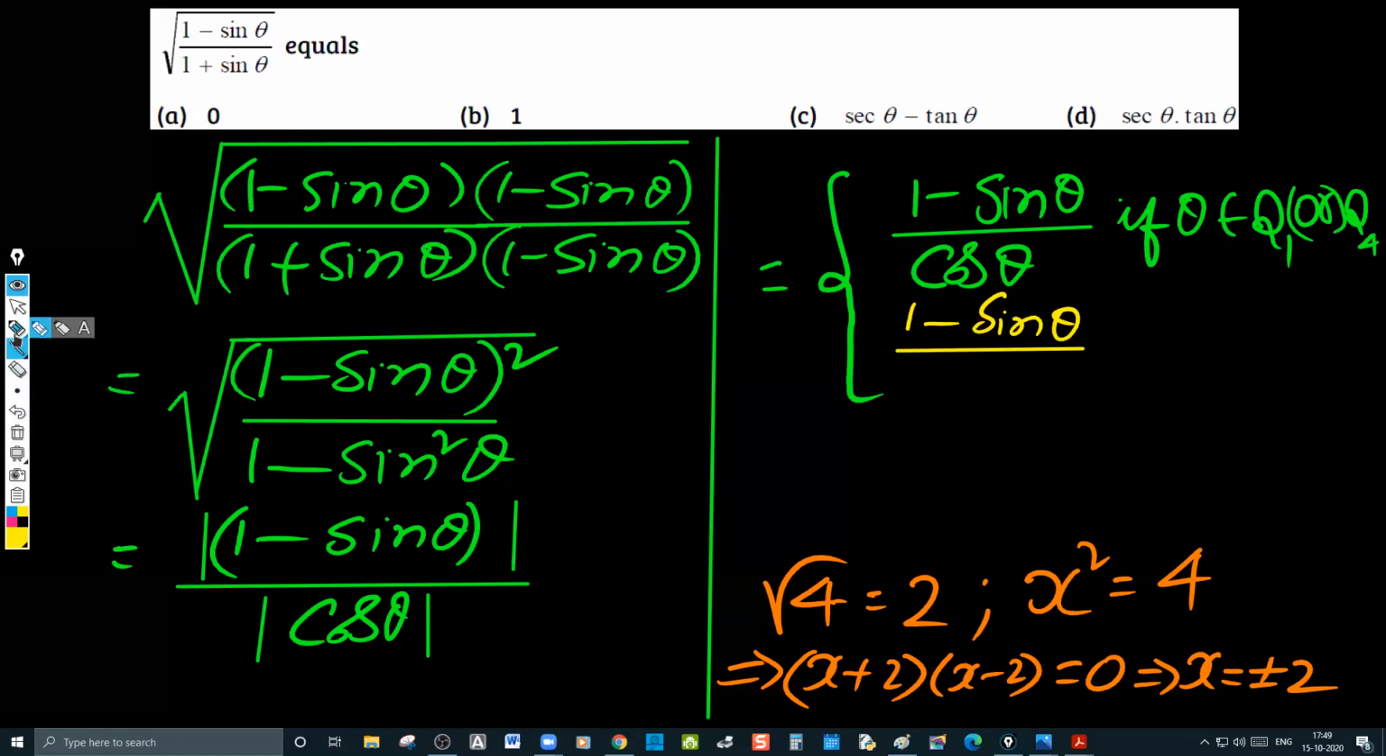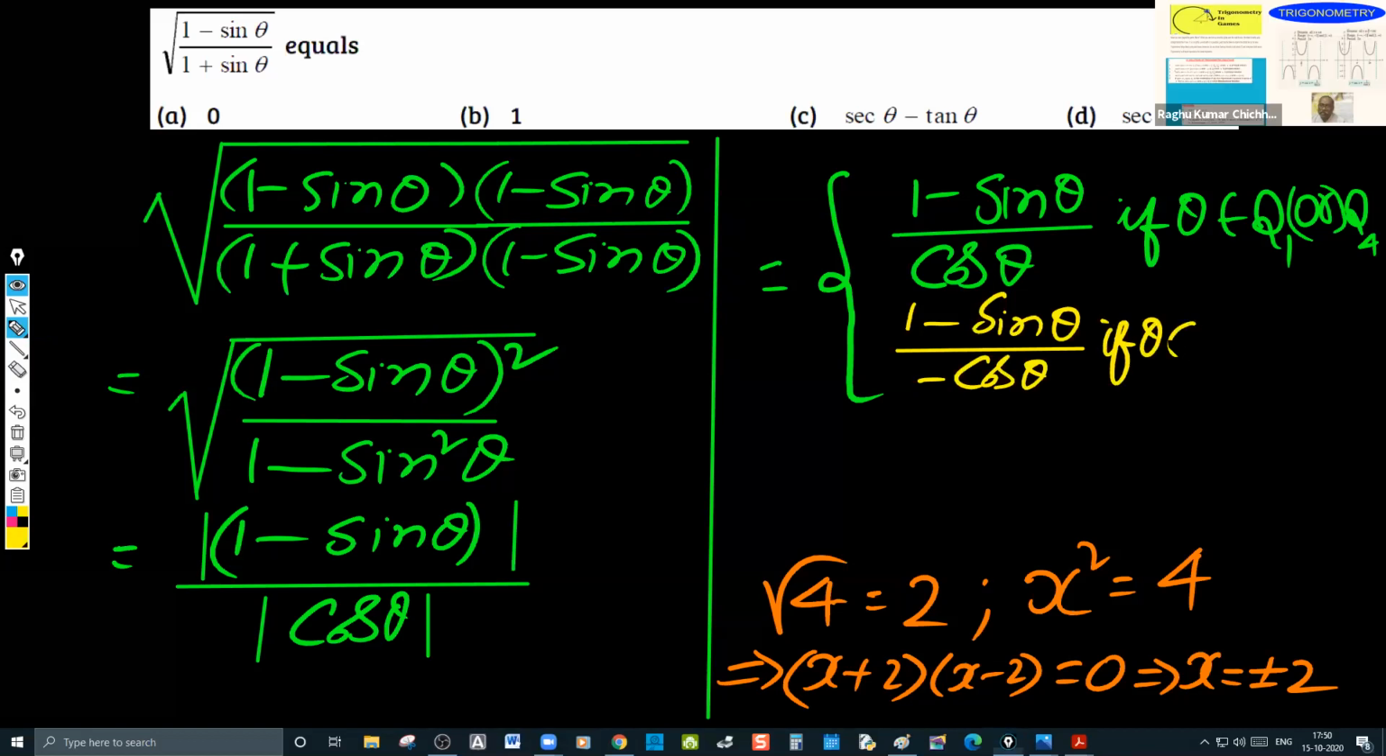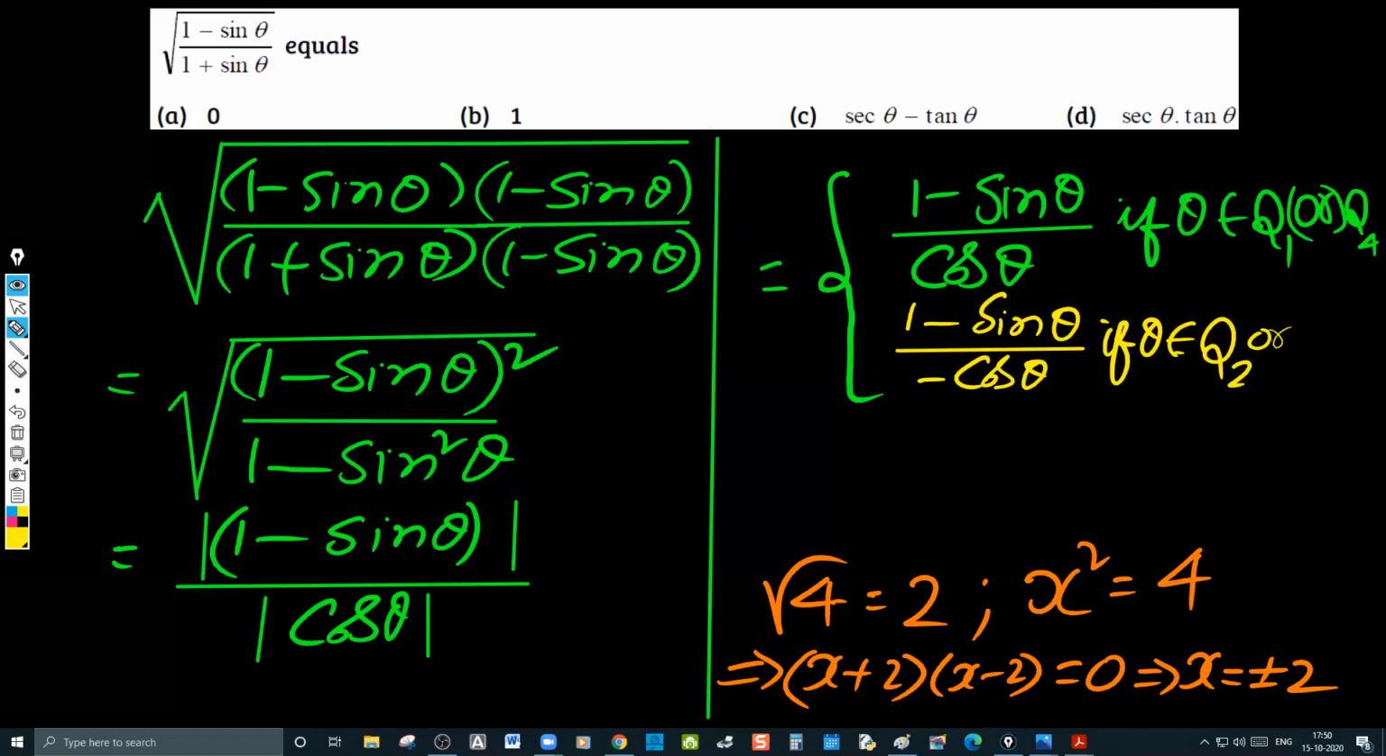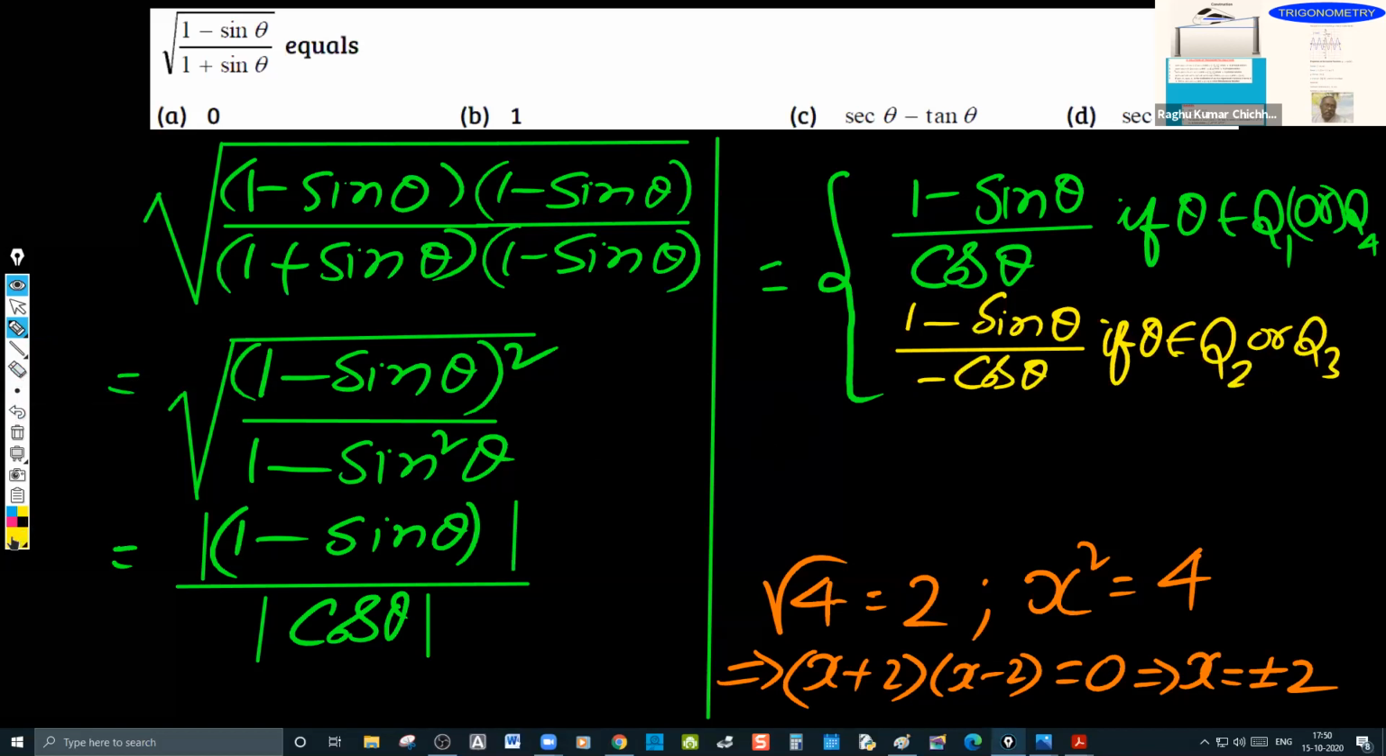If more than one correct answer questions are to be formed in the advanced level, then they will take this type of cases. If theta belongs to Q3 or Q2, minus cos theta I wrote. Now, tell me the answer for this. There are two answers now. If the question is to be perfectly given, then he must mention theta belongs to first quadrant or fourth quadrant, or he must give at least theta lies between 0 and pi by 2. Then you split it now.